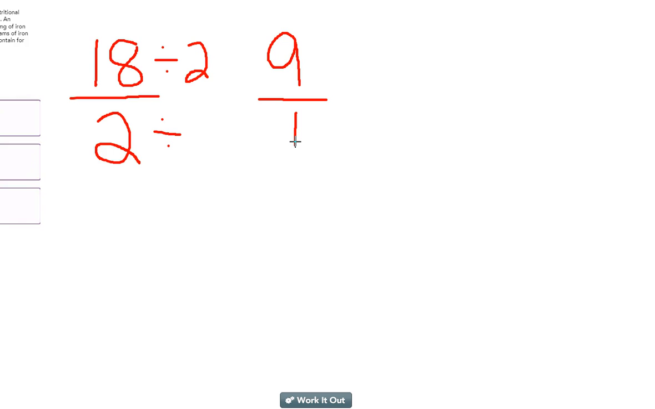Then I'm going to use the unit rate to find the number of milligrams of iron the astronaut's diet should contain for 9 days. So in order to turn this 1 into 9, I'm going to multiply the denominator by 9 and the numerator by 9. So in 9 days, the astronaut's diet should contain 81 milligrams of iron.